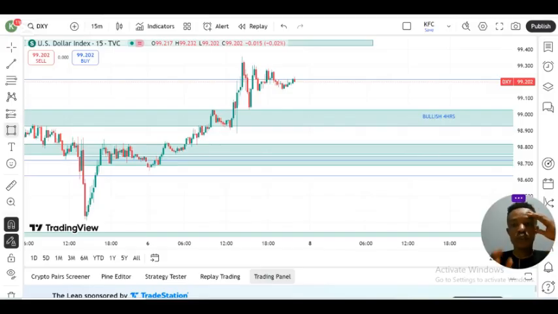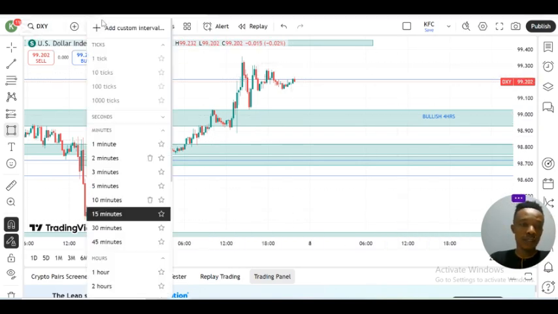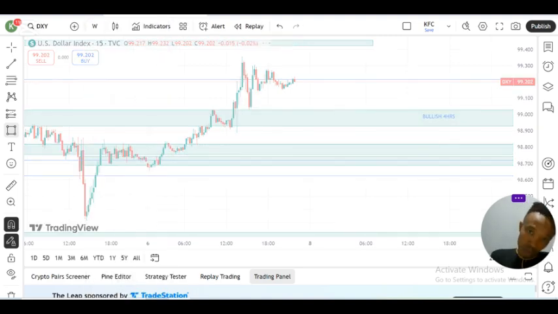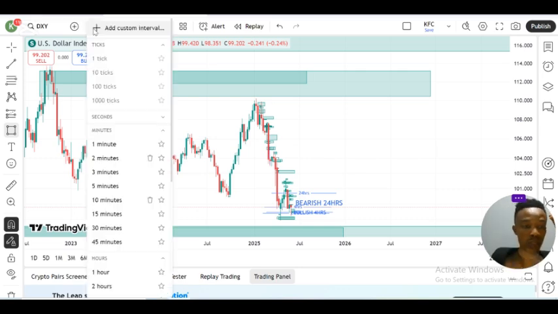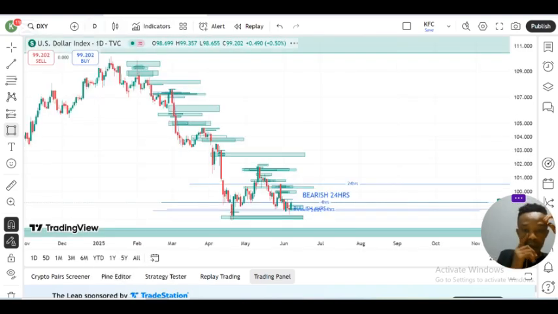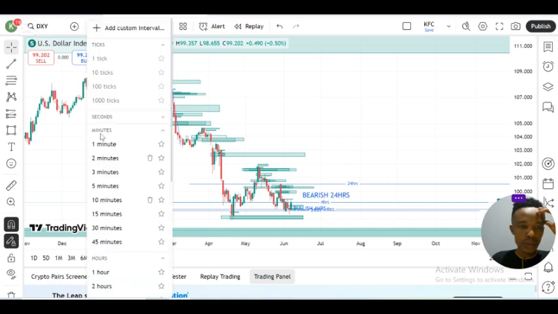I will always say trade only A setups. This is the dollar index, and I have looked at the top down. If you look at the top down from the 1 week time frame, you see that it is bearish. You go to the 24-hour time frame, you see that it is bearish, as you can see, it's written boldly here where I have marked. So what I'm going to be doing is, as long as price trades within that zone for these 24 hours, I'll be looking for the bearish entries.